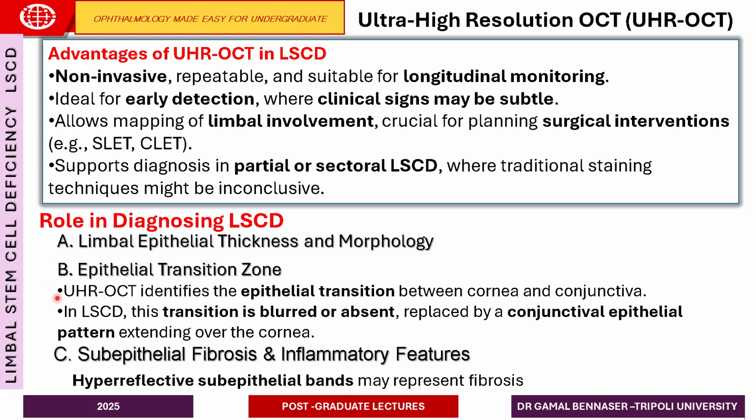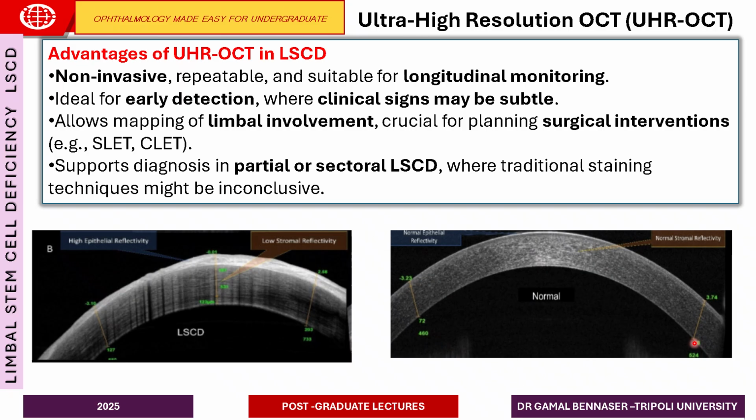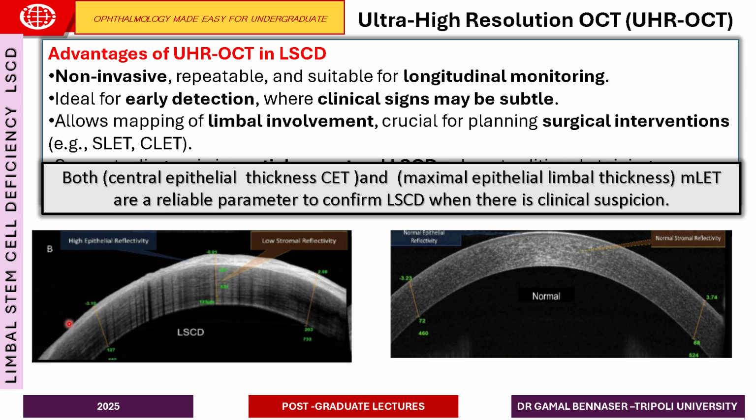Another important sign is the subepithelial fibrosis and inflammatory features. Subepithelial fibrosis will appear in the picture as a hyperreflective band below the epithelium. Now, if you look at these pictures, for example, this is the normal anatomy of the cornea as seen by anterior segment OCT. You can see the hyperreflective band of the epithelium, a very thin band, and then the hyperreflective band of the stroma. However, in the presence of this hyperreflective band below the epithelium, this indicates subepithelial fibrosis, which is one of the features of limbal stem cell deficiency.